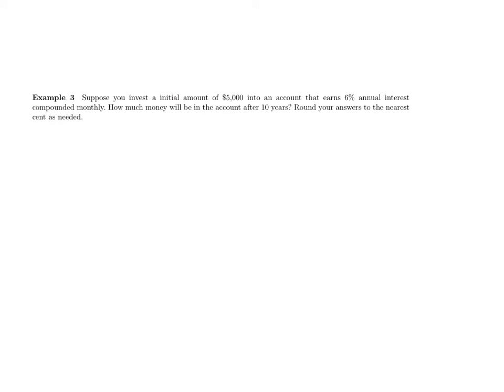In example 3, suppose you invest an initial amount of $5,000 into an account that earns 6% annual interest that's compounded monthly. How much money will be in the account after 10 years? And we will round our answers to the nearest cent. So just to state the formula that we have, A is equal to the principal times 1 plus R divided by N to the power of NT.